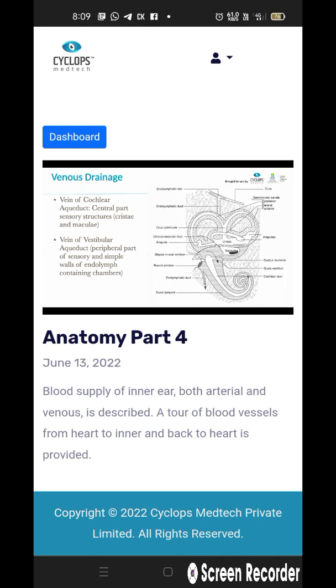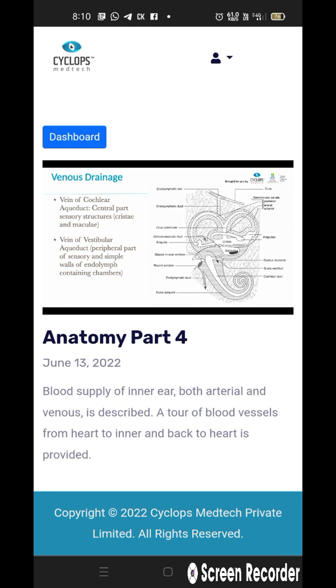When it comes to the venous drainage, we have something called the vein of the cochlear aqueduct and the vein of the vestibular aqueduct. The vein of the cochlear aqueduct supplies the central part of the sensory structures. What do I mean by that? The ampulla of the semicircular canal.